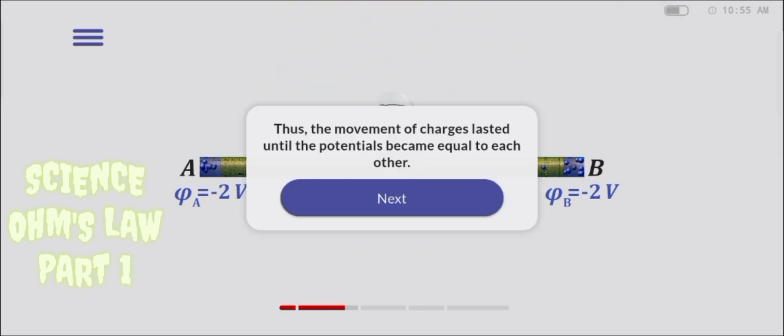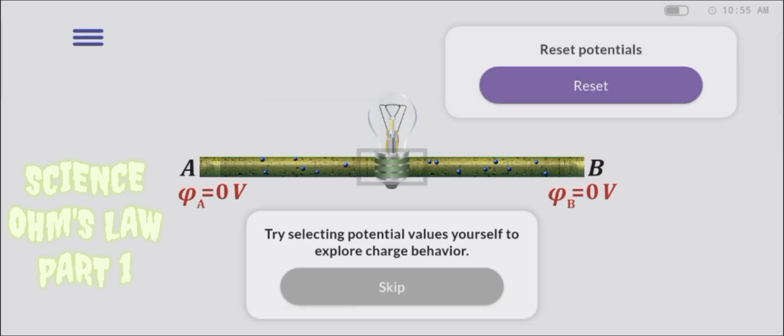Try selecting potential values yourself to explore charge behavior. To keep charges moving constantly, we need to maintain an electric potential difference.